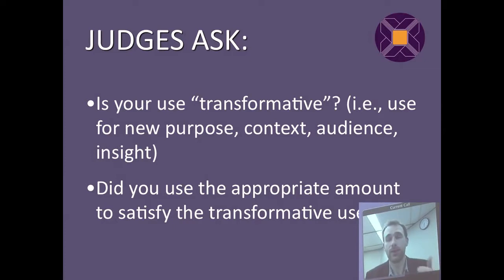And the judge said, great, so far so good. This is transformative. You're not writing a book that is the Harry Potter sequel, and you're not translating the book, you're writing a different kind of book that is commenting on and providing information about the Harry Potter world, right? So, sounds good, great, you're on the right track.